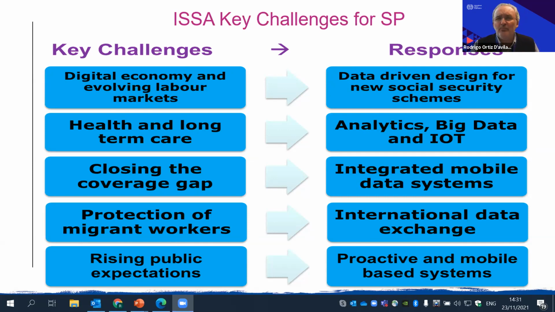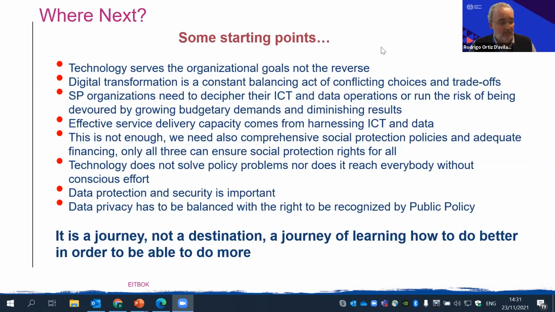got rid, or perhaps not got rid, but temporarily suspended many of the objections and the bottlenecks to some of the needs and some of the actions that were happening to overcome this. Now, when you talk about where next, there are some starting points that I would like to stress here.